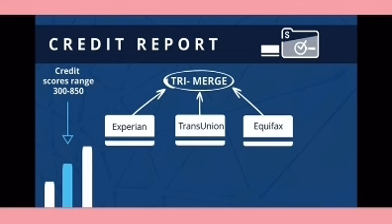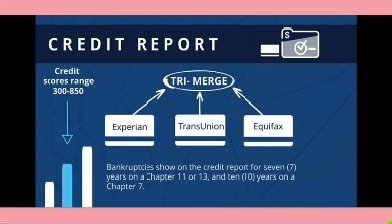Credit scores range from 300 to 850. Bankruptcy shows on the credit report for 7 years on a Chapter 11 or Chapter 13 and 10 years on a Chapter 7.